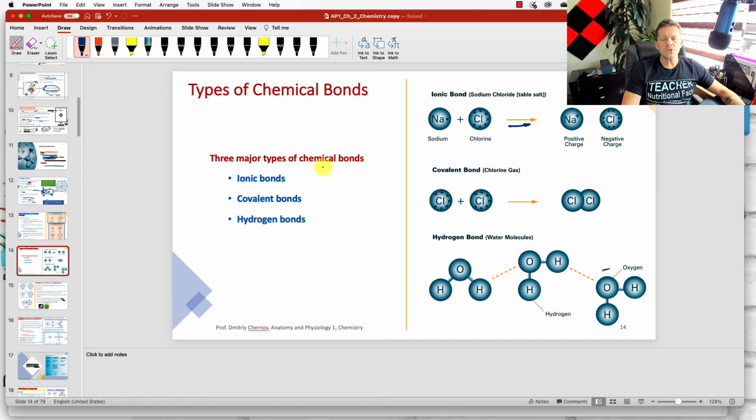So there are 3 major types of chemical bonds. There are ionic bonds when there's a transfer, covalent bonds when there's a sharing of electrons, and hydrogen bonds are basically weak bonds.